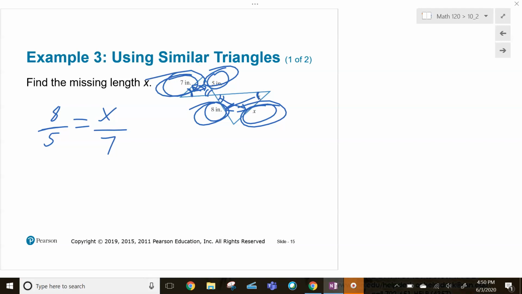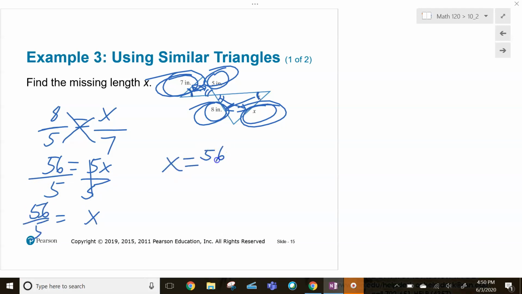You set up the ratios there, and then you go ahead and solve it. So you just cross multiply here. You can do this when you got ratios equal to each other. 8 times 7, we got 56 equals 5x. And we solve for x. So we got 56 fifths, or let's see, what is that? 11 and 1/5, or 11.2.